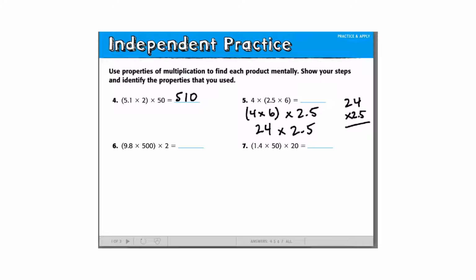That's the point. So on this one, actually, I used 2 properties. I used commutative because I moved the numbers around, and then I used associative because I grouped them differently. See that?